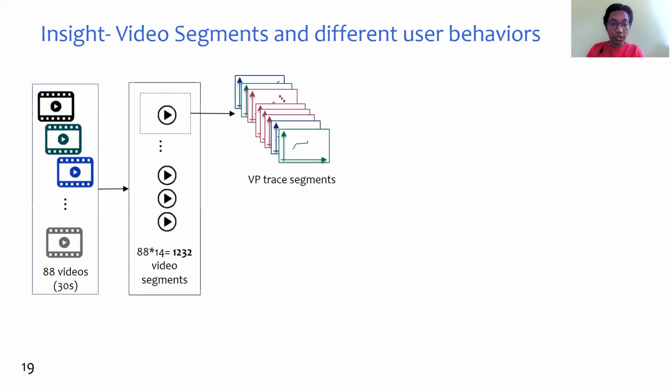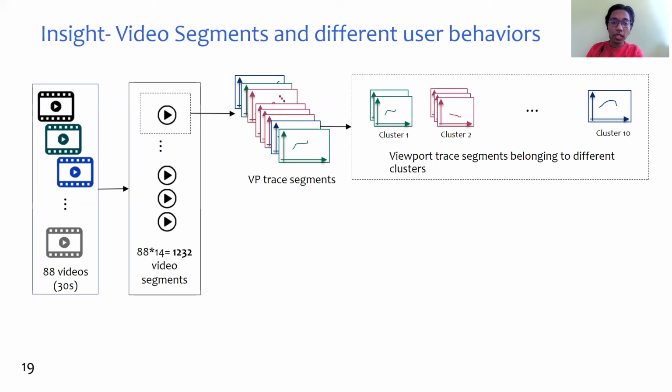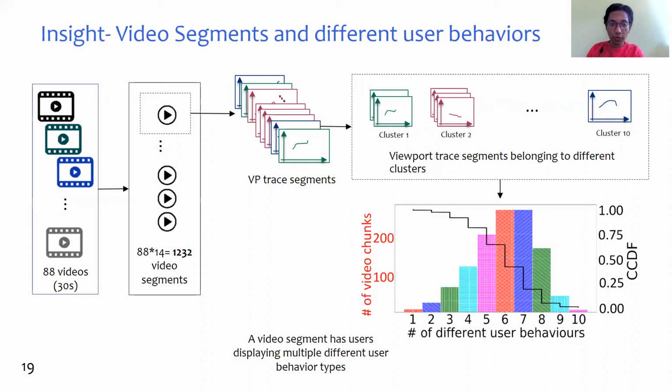According to the viewport clustering that we explained earlier, the viewport traces coming from a particular video segment can belong to different viewport clusters that represent different unique user behavior types. According to the histogram and the cumulative density function, it is clear that more than 75% of all video segments have users displaying more than 4 different user behavior types.